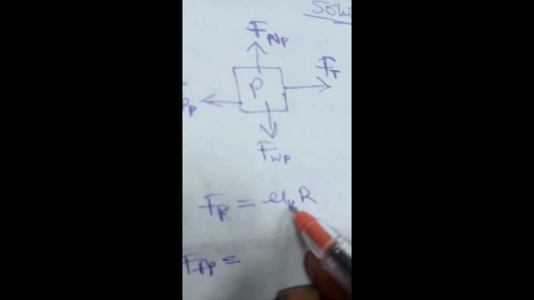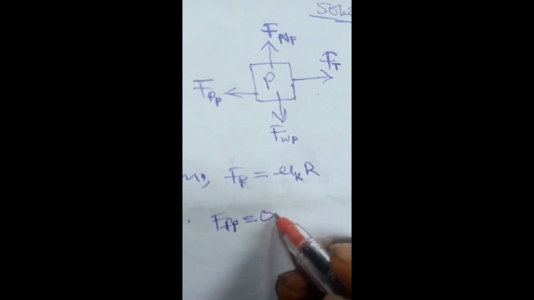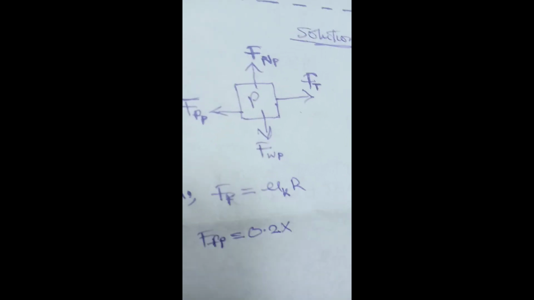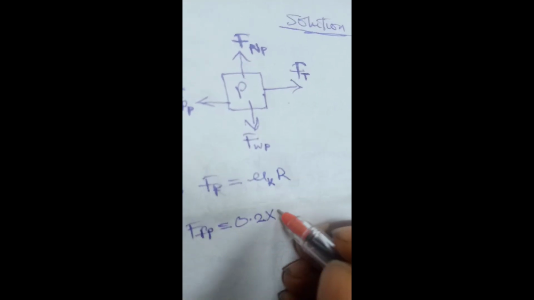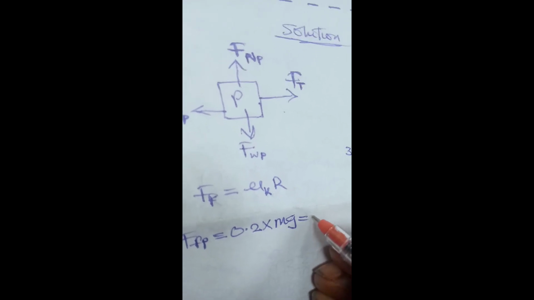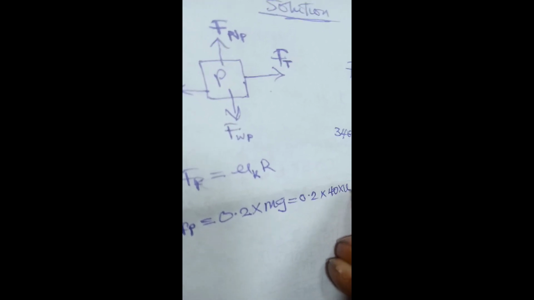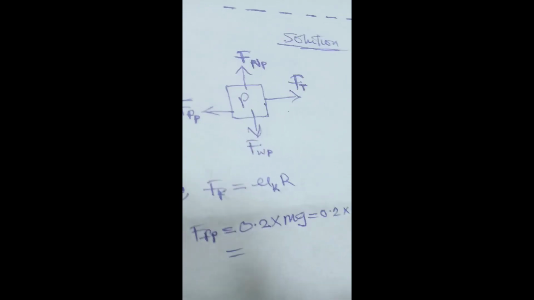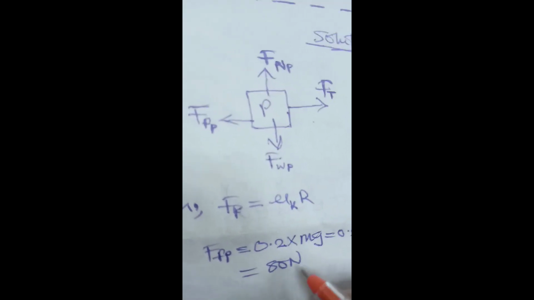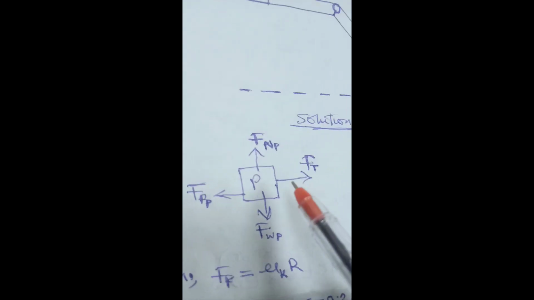So if I use the coefficient of friction here, we are going to replace it with 0.2 times, what's our R? Our R is mg. And what's our m for P? This is going to be 0.2 times 40 times 10. When we multiply, it's going to give us 80. That is the friction opposing the movement of P, 80 Newton.